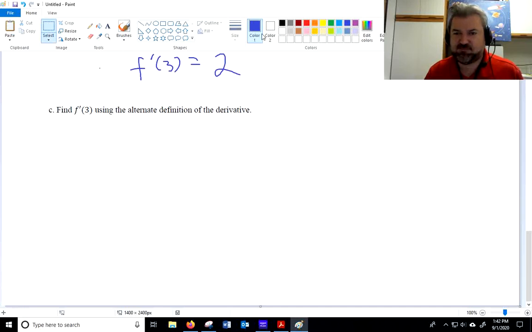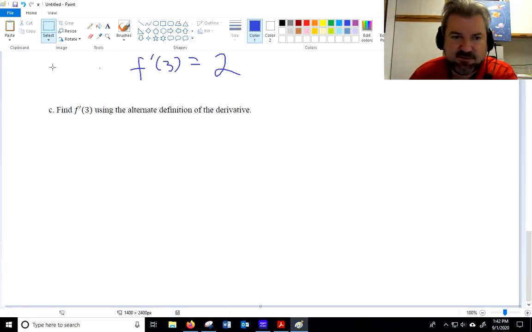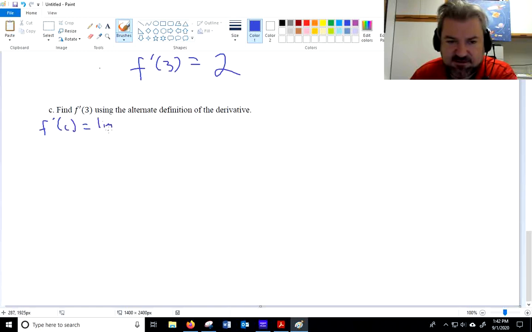So same problem. We better get the same answer. We're just going to use the other form. So the other form says that f prime of c is equal to the limit, and that's not an h, it's x approaches c, of f of x minus f of c all over x minus c.